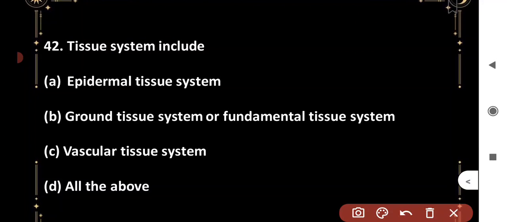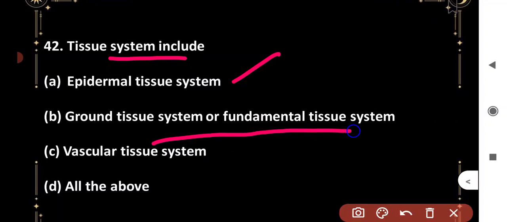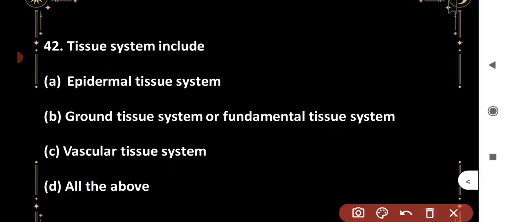Next question. Tissue system includes what? See, the tissue system has the epidermal tissue system, meaning the epidermis, the ground tissue system or fundamental tissue system, which is important to fill the space inside, and the vascular tissue system for conduction. So a tissue system includes all the systems: epidermal, ground tissue, vascular tissue, and all the above. This is the correct option.